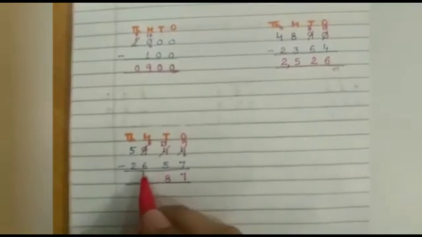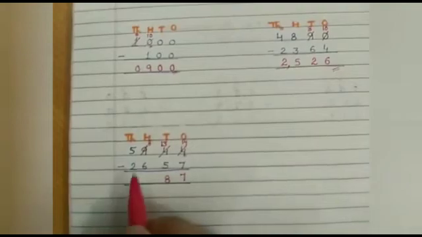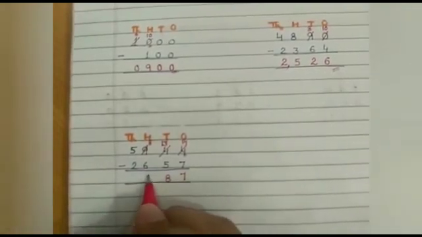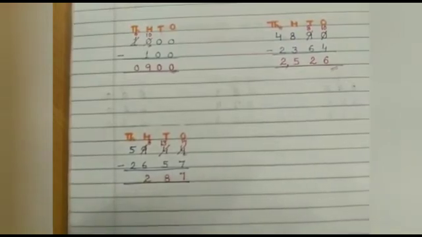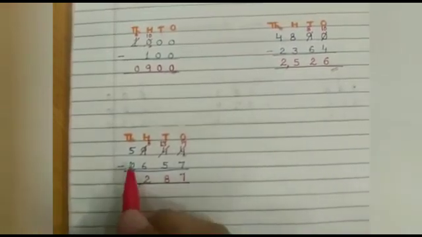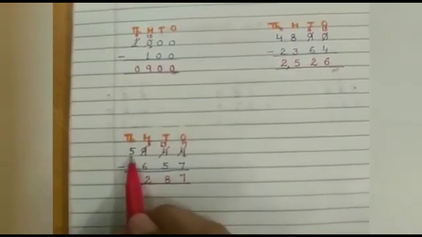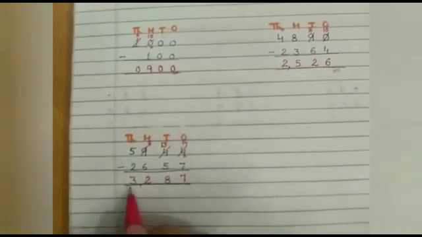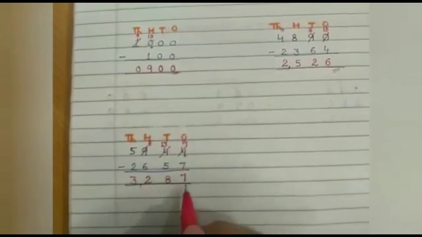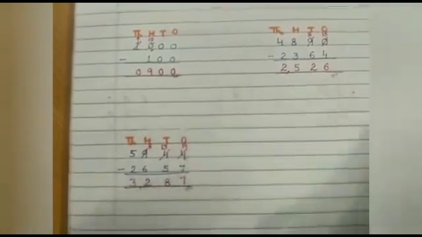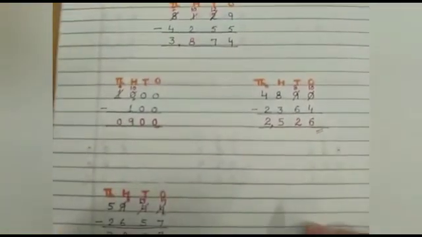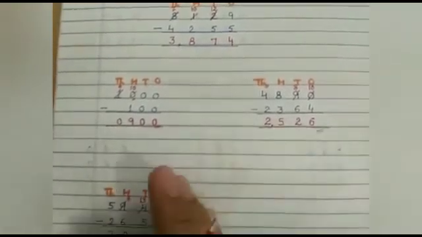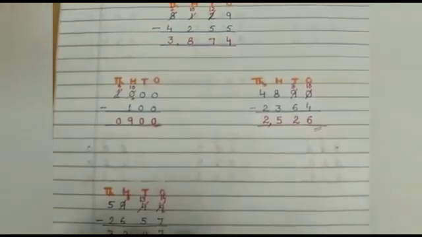Let's move on to the hundreds place. At the hundreds place we have 8. 8 minus 6 is 2. Then the thousands place. 5 minus 2 is 3. So our answer is 3287. So it is the same as that of the 3-digit number, but here the thousands place is also there. So the same steps you have to follow. Do its practice.